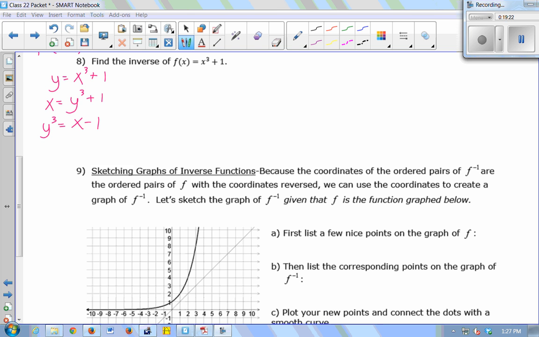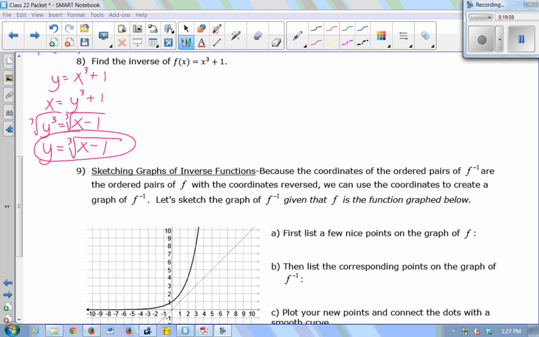And then to get the y by itself, to undo cubing, you cube root. So I'm going to take the cube root of both sides. Cube root, cube root. The cube root of y cubed is y. And the cube root of x minus 1 is just the cube root of x minus 1. When you have an odd root, you don't have to do the plus or minus, right? Odd, don't modify. Okay, so we just get the cube root of x minus 1. So this is a function because the plus or minus doesn't pop up to ruin it.